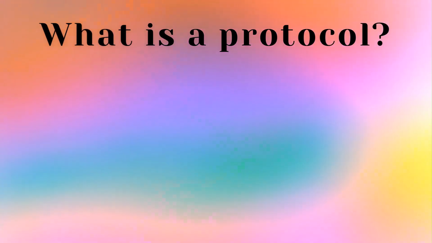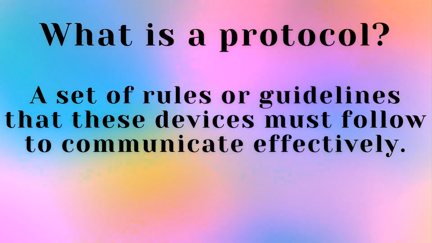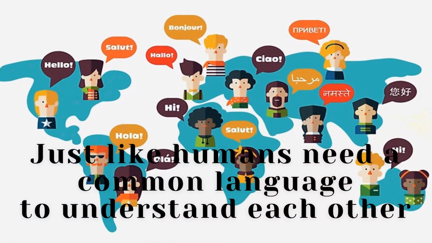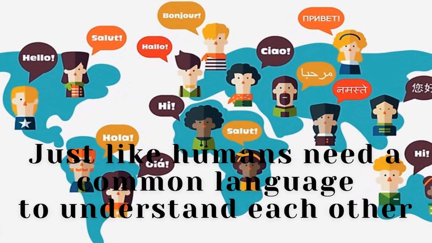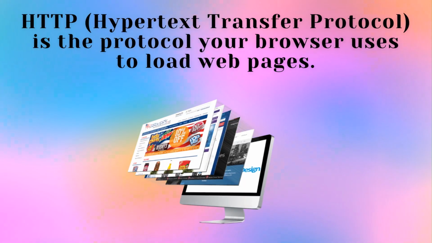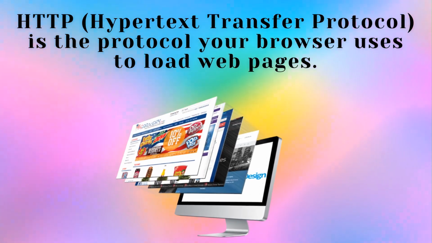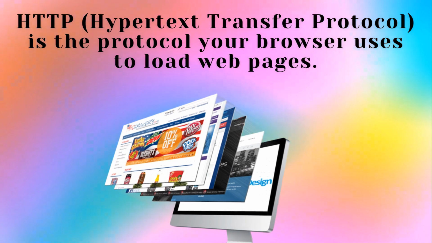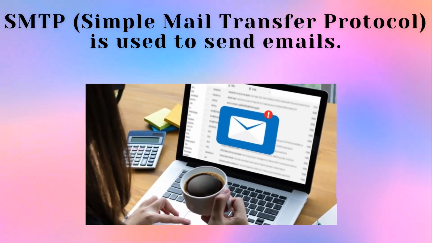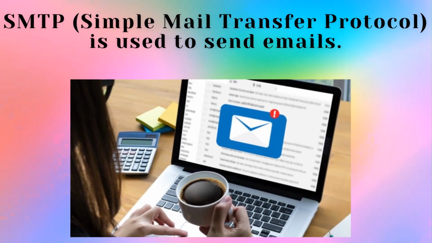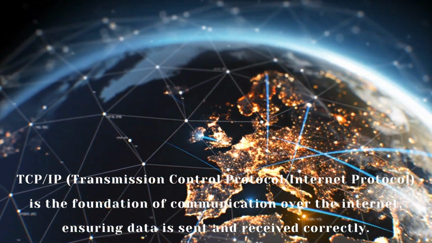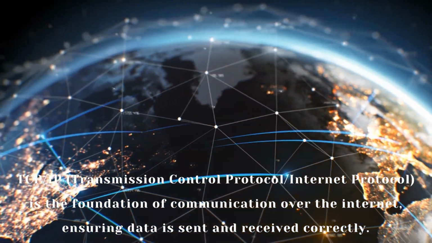Now, what is a protocol? Think of it as a set of rules or guidelines that these devices must follow to communicate effectively. Just like humans need a common language to understand each other, devices in a network use protocols to exchange information. For example, HTTP, Hypertext Transfer Protocol, is the protocol your browser uses to load web pages. SMTP, Simple Mail Transfer Protocol, is used to send emails. TCP/IP, Transmission Control Protocol/Internet Protocol, is the foundation of communication over the internet, ensuring data is sent and received correctly.